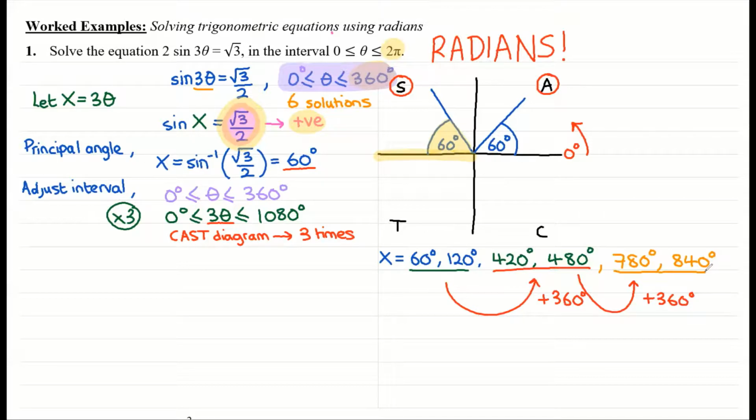Now there's a problem here. x is equal to 3 theta. Remember, x is equal to 3 theta; that's how we defined it earlier. So we're going to have to divide all of these numbers by 3 in order to get our value of theta in degrees. So this means that theta is going to equal 1/3 of all these answers. So we're going to have 20 degrees, 40, 140 and 160, 260 and 280.